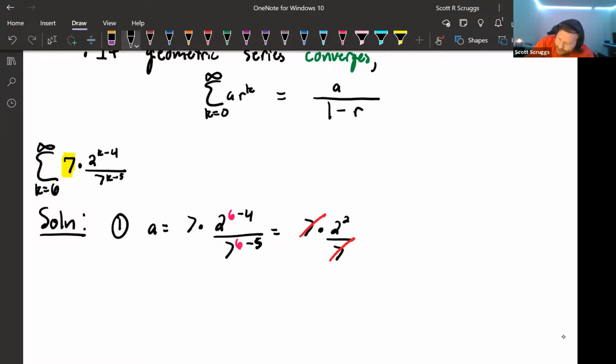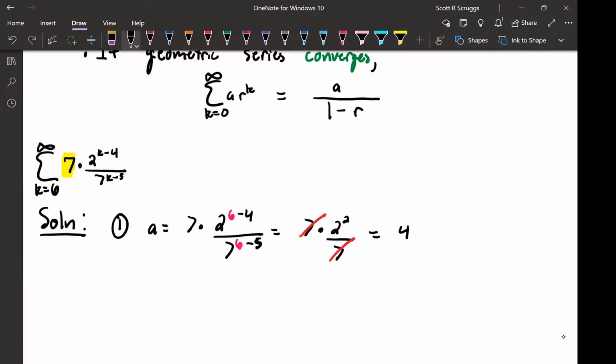The 7s will cancel. And so I get 2 squared or 4 as the common factor. Yeah, but you're really close with the 4/7, but we do have an extra 7 being multiplied. So that's why we got that. Yeah, for some reason I was thinking I could factor it out.